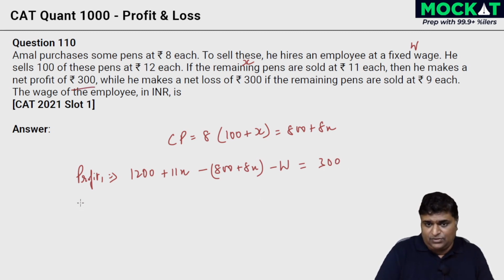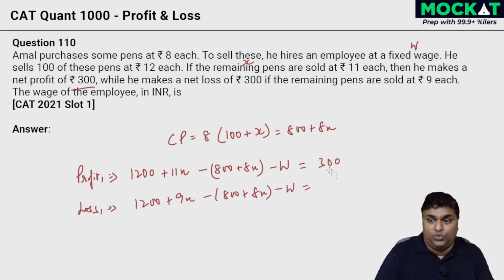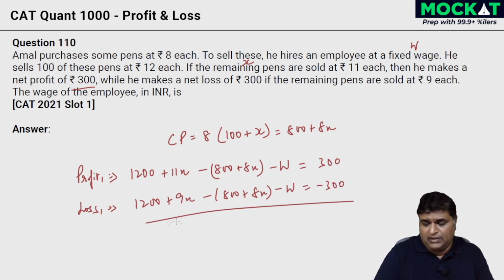A second scenario where we had a loss. It was 1200 for the first 100 sold at 12, and then the rest were only 9 rupees a pen. So 9x, the cost price was just the same, no changes to that, and we get a minus 300. As it's a loss, it should be minus 300 written that way, and that's it.